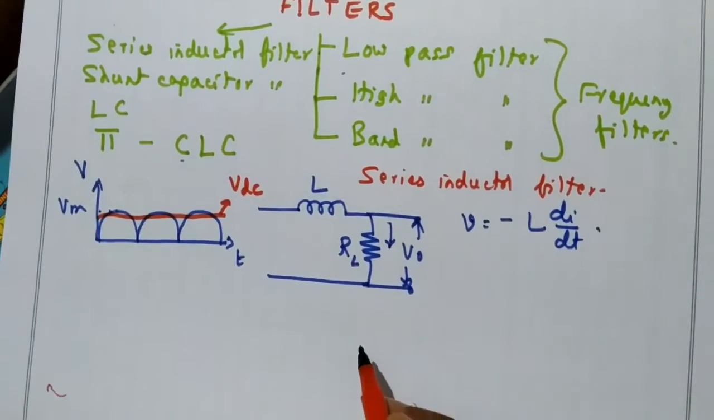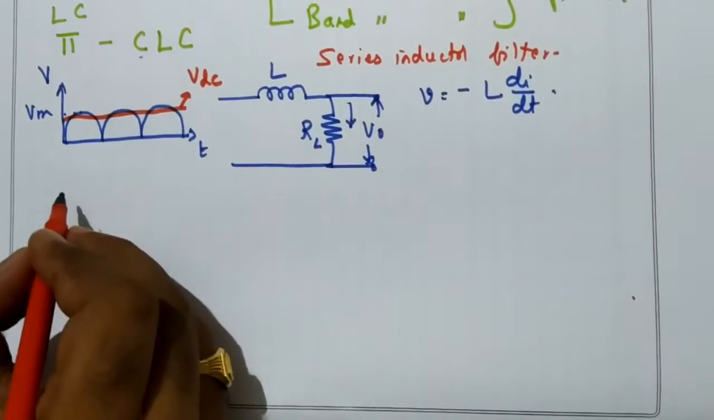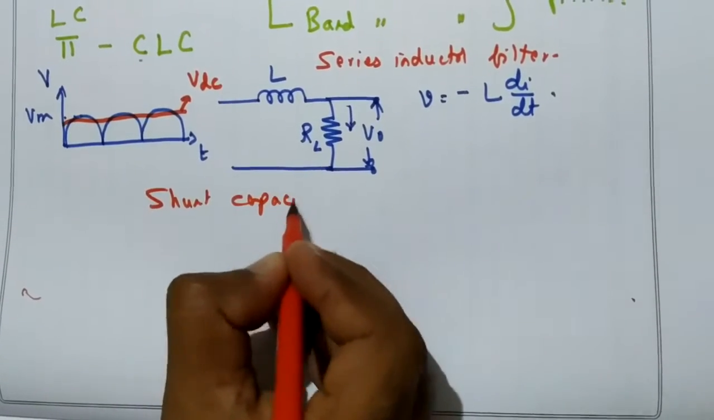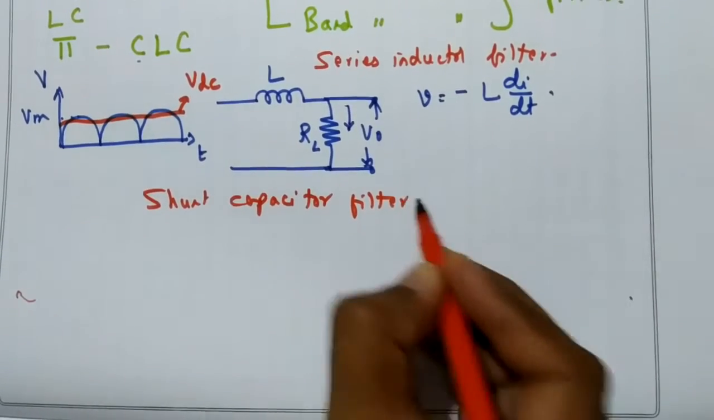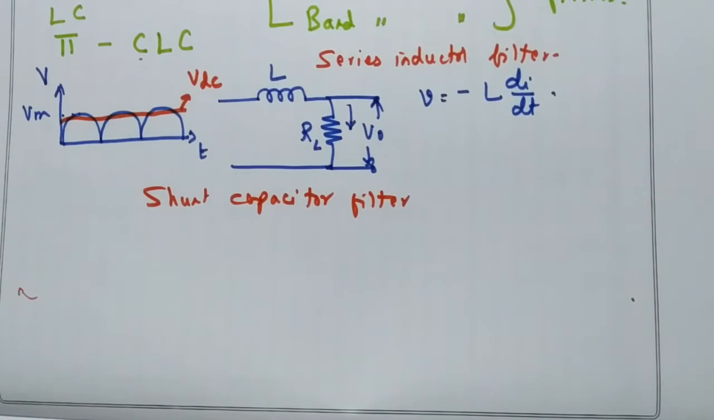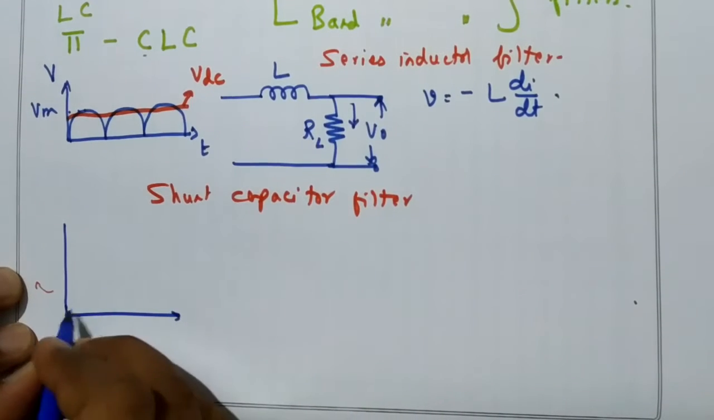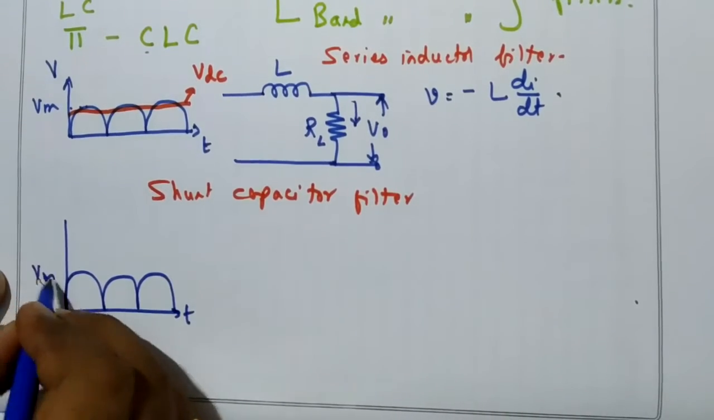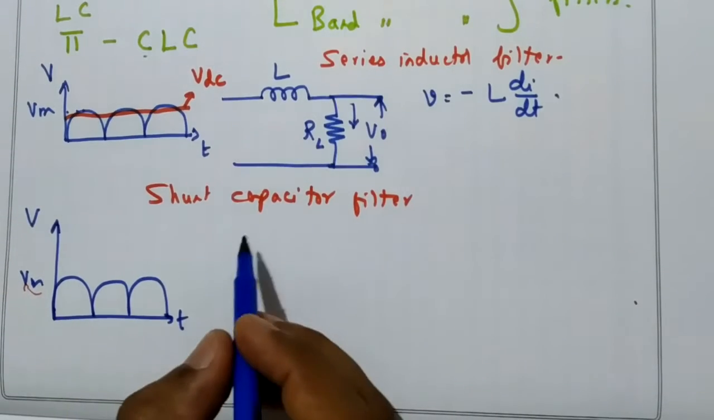Now coming to the next, the second one, called the shunt capacitor filter. What do you mean by shunt? Shunt means parallel. A capacitor is connected in parallel with the load. So you take again the pulsating DC. This one, this is Vm, this is V, this is T.